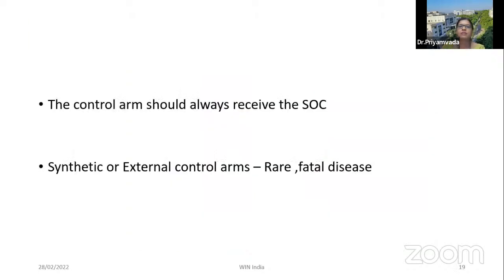And the control arm should always receive the standard of care, whatever be the situation. The patient has the right to receive the standard of care, and in some very rare fatal diseases, it is unethical to deprive treatment to the control arm. So in such a situation, there is something called a synthetic or external control arm. You rely on historical data. So this is also coming up in a big way, especially for uncommon diseases, and I don't really think that we have come across any recent trials in nephrology including synthetic or external control arms, but yes, that is also coming up. There are actually techniques to minimize the bias and all.